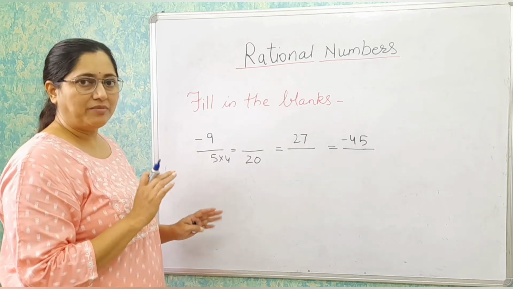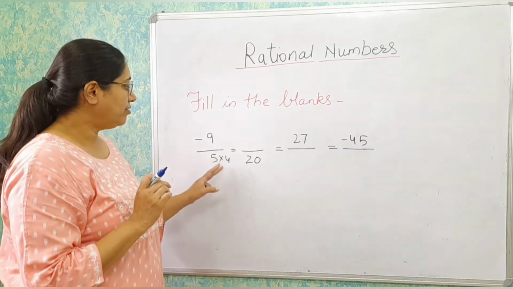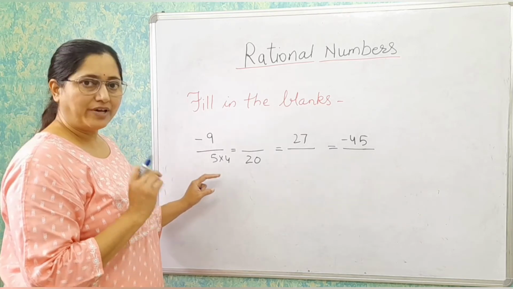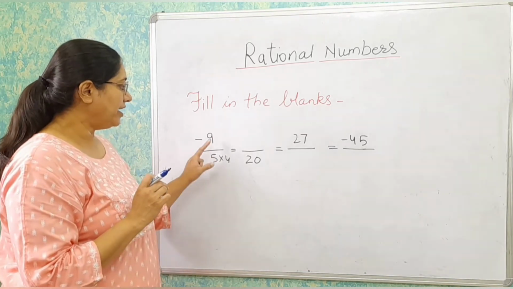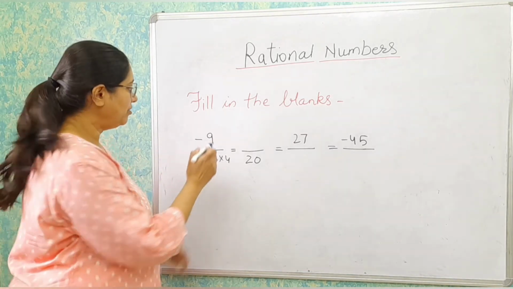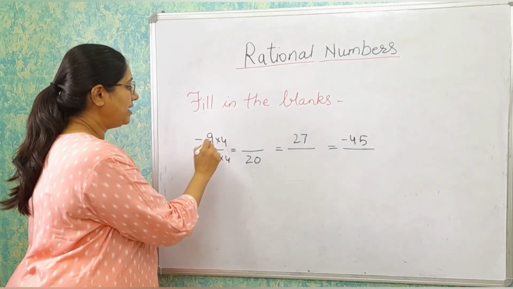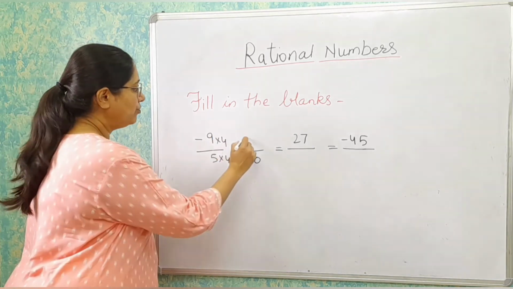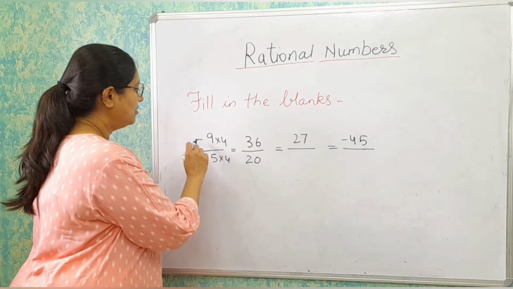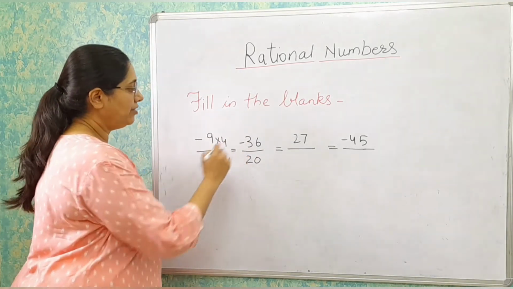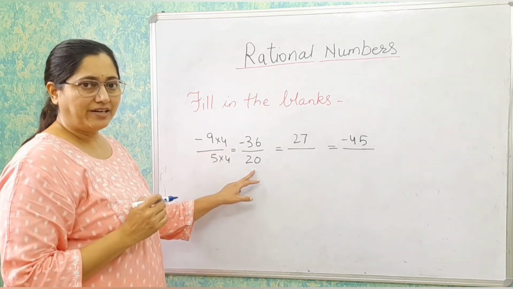we cannot multiply or divide numerator or denominator alone. If I am multiplying the denominator, I have to multiply the numerator also. So again I will multiply 9 with 4 and 9 4s are 36. But sign would be negative. So this is the second number.